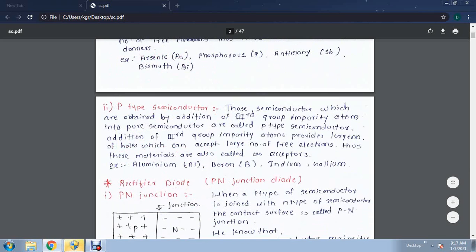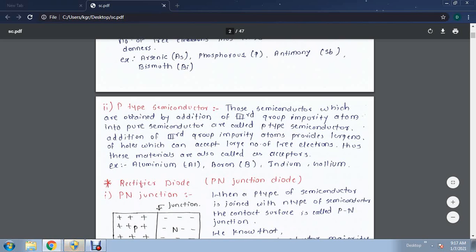Next, coming to p-type semiconductors, those semiconductors are obtained by adding third group impurity atoms into a pure semiconductor. Previously, we discussed the fifth group. Addition of third group impurity atoms provides holes which can accept a large number of free electrons. Thus, these materials are also called acceptors. Examples of p-type semiconductors are aluminum, boron, and indium.